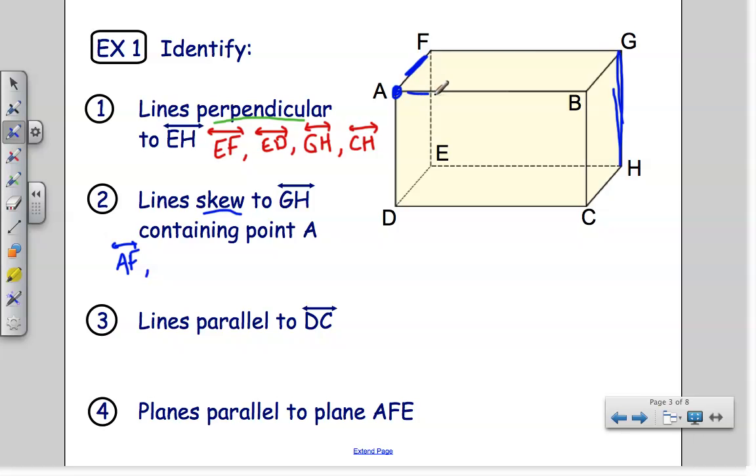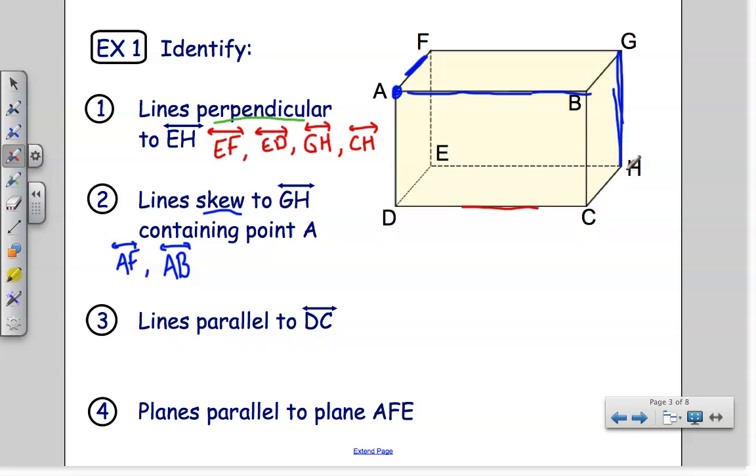But what about the last line through A, which is AB? Now, if this line continues even forever, and this line continues forever, they will never cross, but they're not on the same plane. So line AB is skew to line GH. Now there are other lines skew to line GH, it just said that they had to contain point A. If I wanted to come up with some other skew lines, DC would be skew, it just doesn't have point A. That would go on forever, never hit this GH.